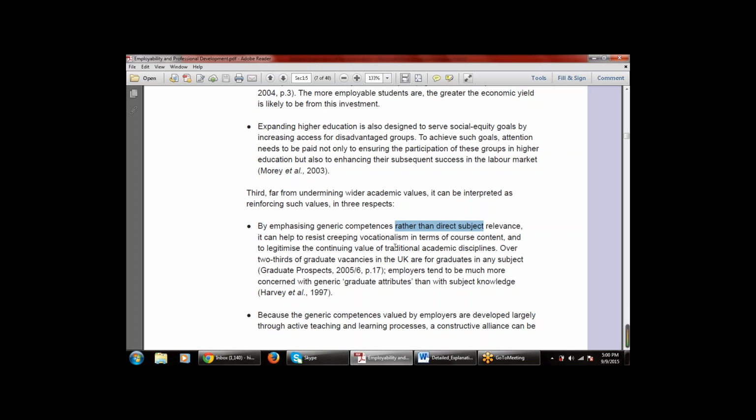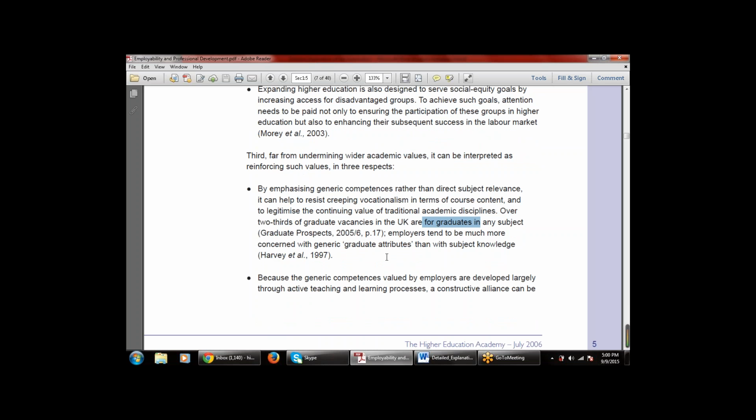Over two-thirds of the graduate vacancies in the UK are for graduates in any stream, whether a commerce stream or a science stream, any stream. Employers tend to be much more concerned with the generic graduate attributes than with the subject matter. So in the UK, employers are looking for staff with graduate attributes along with the subject knowledge. If a person graduates in commerce, he or she has full knowledge about commerce.